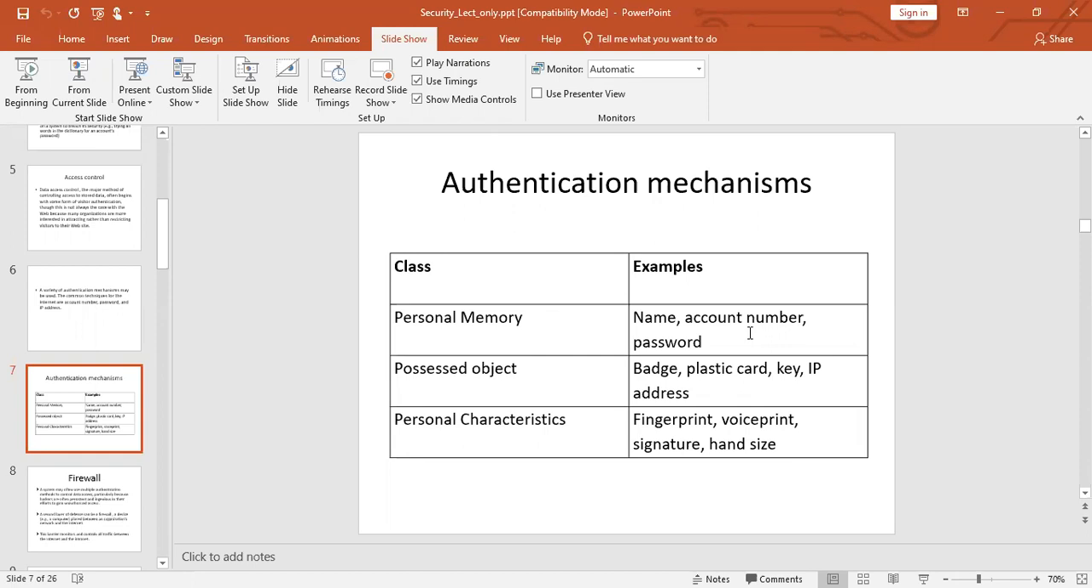Signature, hand size, etc. So all these, now we have some, not in our part of the world, but in the advanced countries, we have ATMs that require fingerprints and all that. I don't know if we have some in Ghana here.